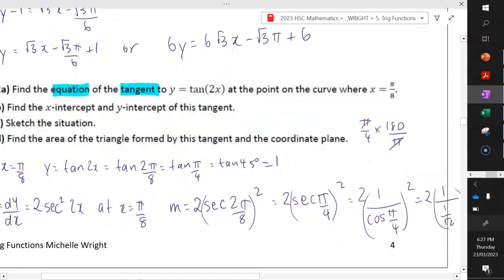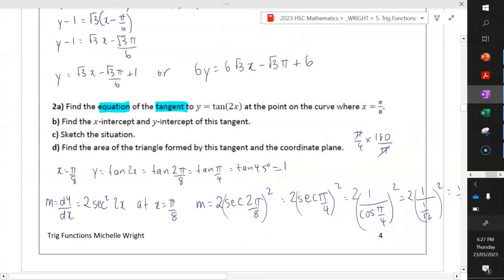Okay. So you can see here we've got tan 45 is equal to 1. So our value of y is 1. Our x is pi over 8, so we've got our point. Now we need to find our first derivative.